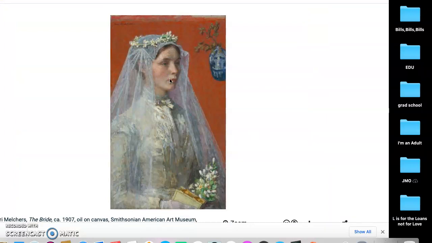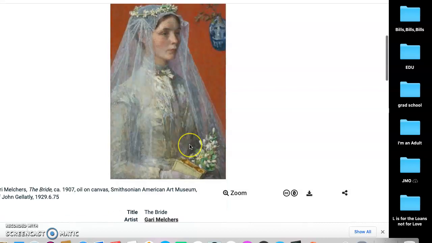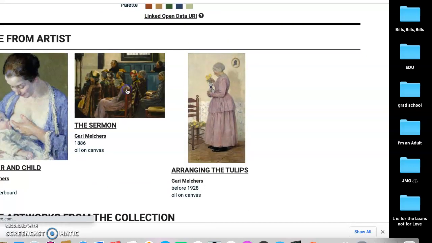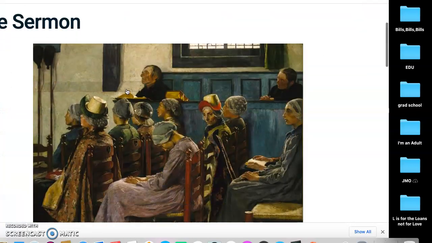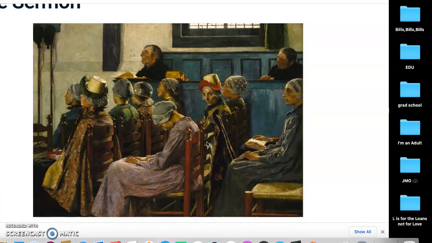Now that you know who Gary Melchers is, you can maybe find some of his pieces throughout different museums. For instance, The Bride right here is located at the Smithsonian American Art Museum. He actually has a few paintings in the National Portrait Gallery Museum in DC as well, because he helped found that museum. However, you can definitely spot his work with the naturalistic tones, the Dutch work, and the American artist that he was. So now when you go to your next museum, keep an eye out for Gary Melchers.